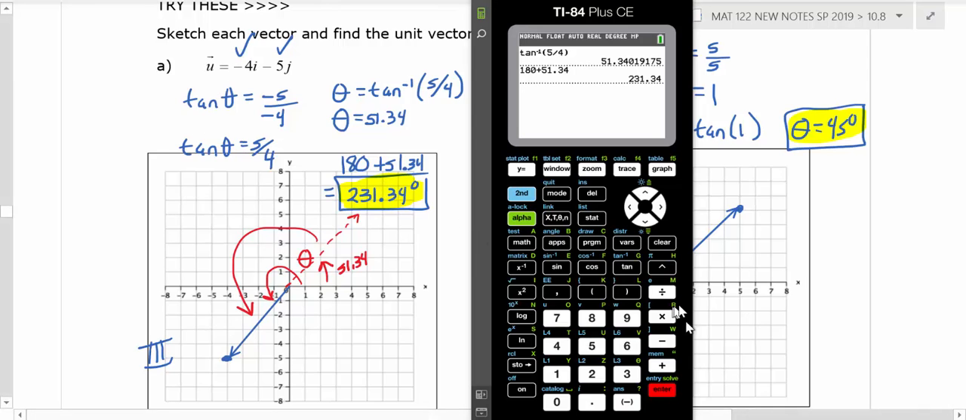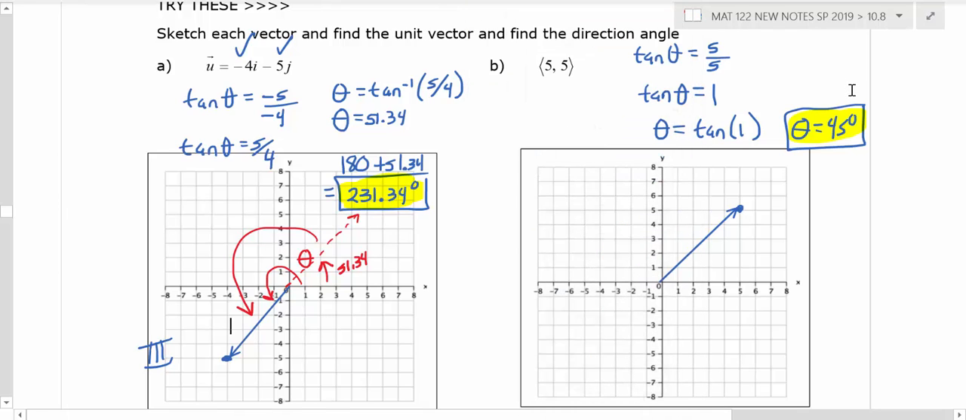Now, a quick way to check is to take the tangent of 231.34, which should be close to what 5/4 is. If I do 5/4, I get 1.25. We rounded, so that's why it's a little bit different. You can always check your answer and do that.